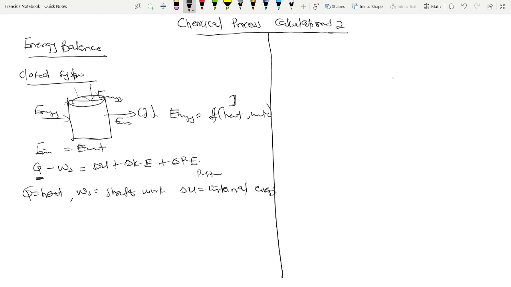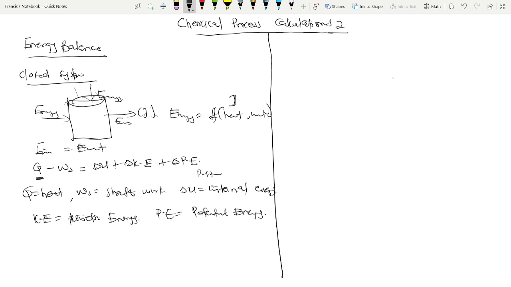Now, internal energy refers to all other forms of energy aside from kinetic and potential. For we chemical engineers, we call it chemical energy or internal energy, still the same thing. And then our K here refers to our kinetic energy. I guess you all know what kinetic energy is. And then our PE here is called potential energy.